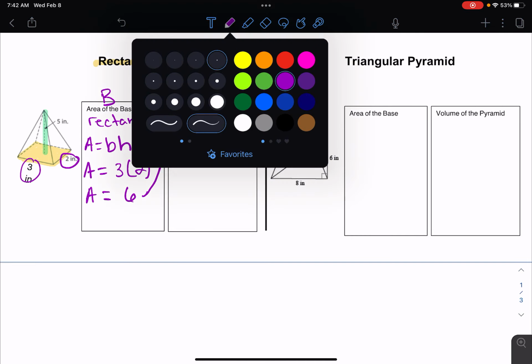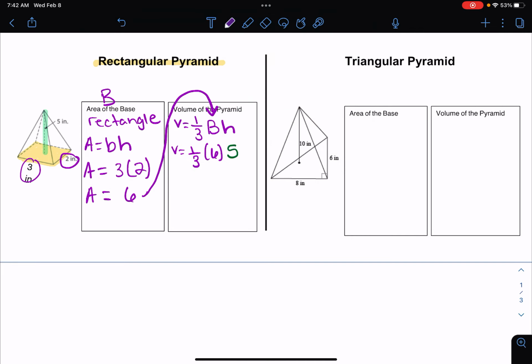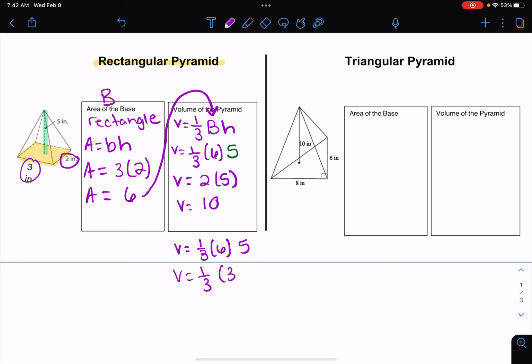So I'm going to go ahead and do 1/3 times 6. 1/3 of 6 is 2. Times 5, which gives me 10. You could have also done it as V equals 1/3 times 6 times 5, which is 1/3 times 30. So 1/3 of 30, which is 30 divided by 3, is 10. Either way works. So this is for a rectangular pyramid.